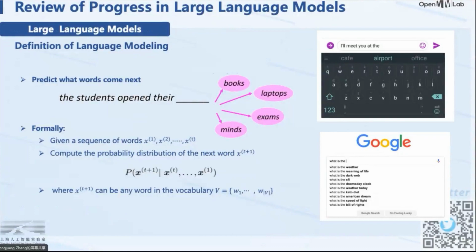Next, I would like to quickly review the progress in large language models and the definition of language modeling. I think we need to discuss this concept first because lots of recent works are trained with language modeling. Its main idea is to predict what word comes next. Formally, we can formulate this problem as: given a sequence of words, compute the probability distribution of the next word. And in our daily applications, like Google search, language modeling is actually behind them.